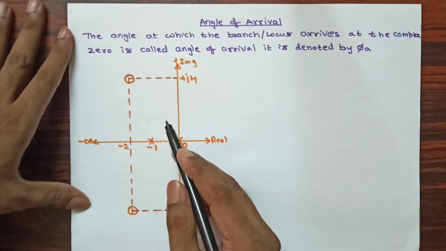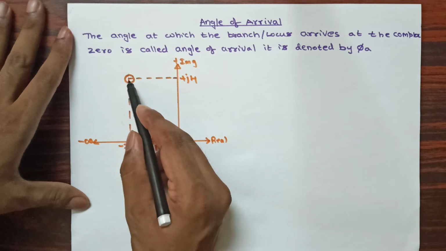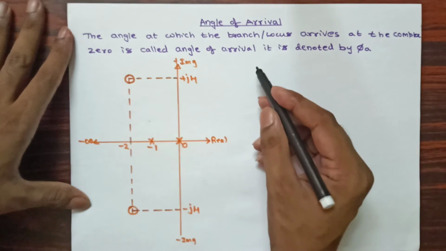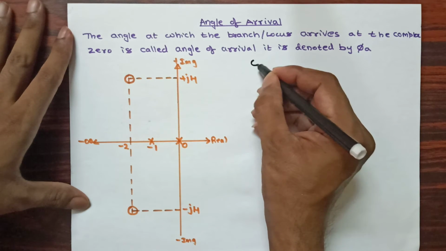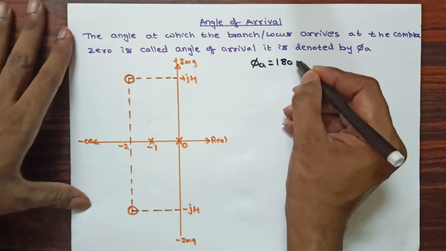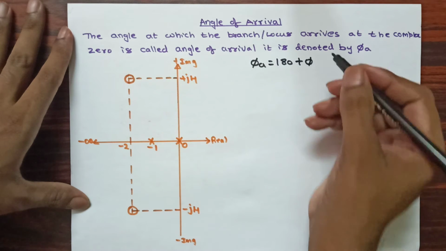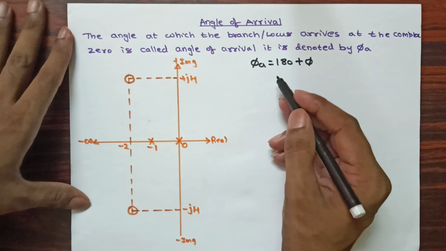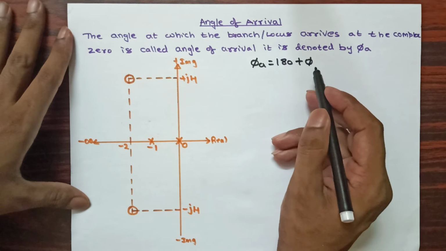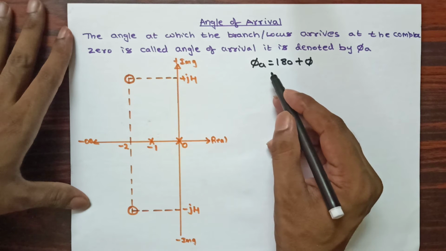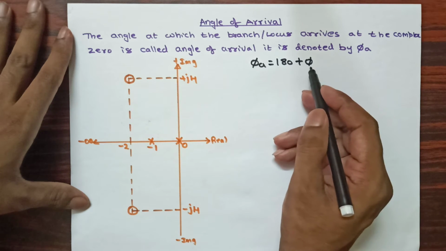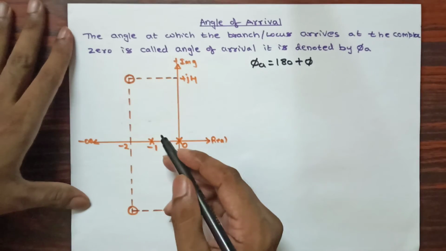Now in this problem I am going to calculate the angle of arrival at this point. So the formula for angle of arrival is phi a is equivalent to 180 plus phi. In angle of departure the formula was angle of departure is equivalent to 180 minus phi. In this angle of arrival the formula is phi a is equivalent to 180 plus phi. Now the procedure is same.